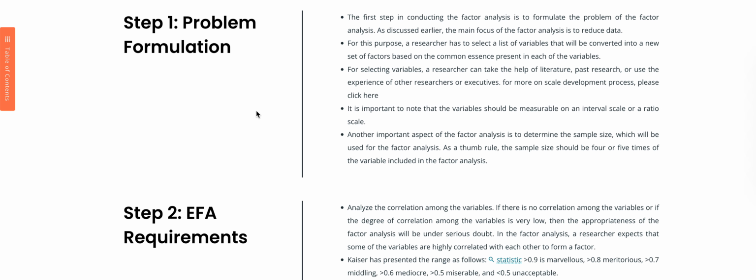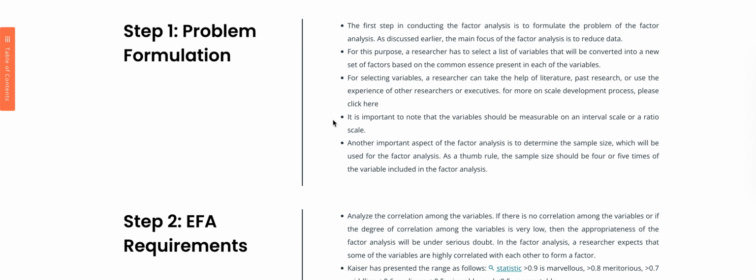Step 1, problem formulation. So we are reading about the factor analysis. Step 1, what is this? This is the problem formulation. The first step in conducting the factor analysis is to formulate the problem of the factor analysis. As discussed earlier, the main focus of the factor analysis is to reduce data. For this purpose, a researcher has to select a list of variables that will be converted into a new set of factors based on the common essence represented in each of the variables.